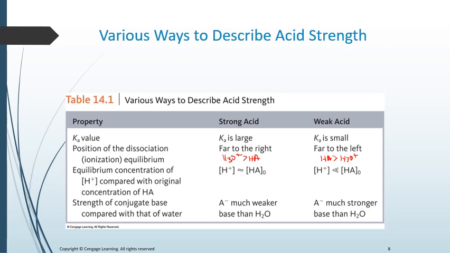As we look at the A minus for the weak acid, because again, I have a very small Ka value, that means the reverse direction is going to be very large. So the A minus is a stronger acceptor of protons than water.